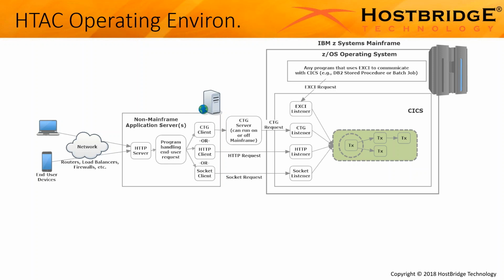That middle tier is providing certainly the user interface and maybe some additional business logic. And then through one or another of a connector, whether it's CTG, HTTP, or socket, a work request is sent into the mainframe to CICS. And so now we move more to the right side of the diagram. And then that work request, let's say it's coming in through HTTP, will start a transaction. And then that transaction may start other transactions.